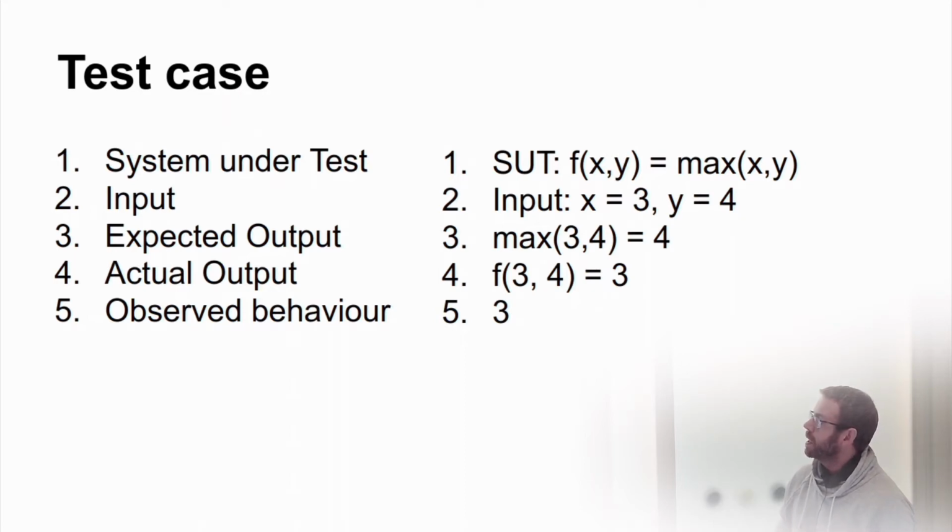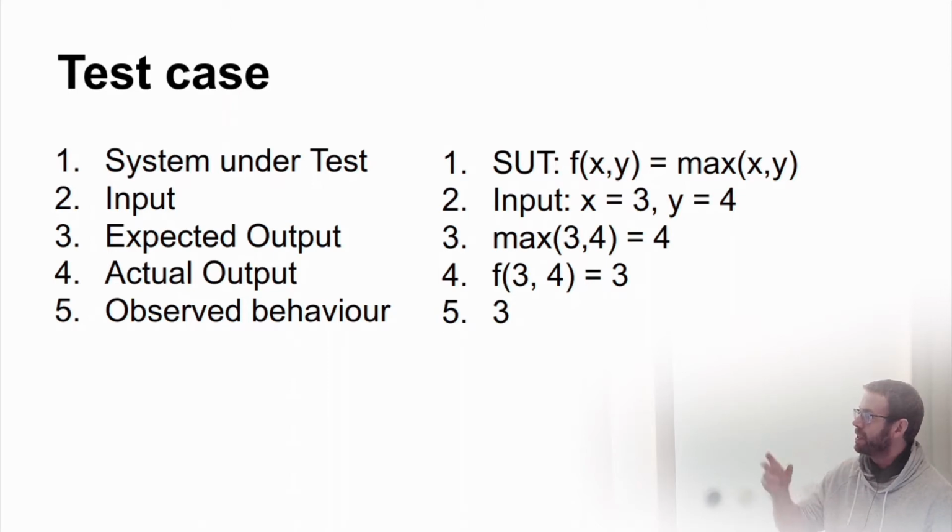Okay, just as we have specific input, we also want a specific output. In this case, the maximum number between 3 and 4 should be 4, so we specify that also. And then we run the test. The actual output and the observed output are not really a part of the test case itself. It's more a part of the process.